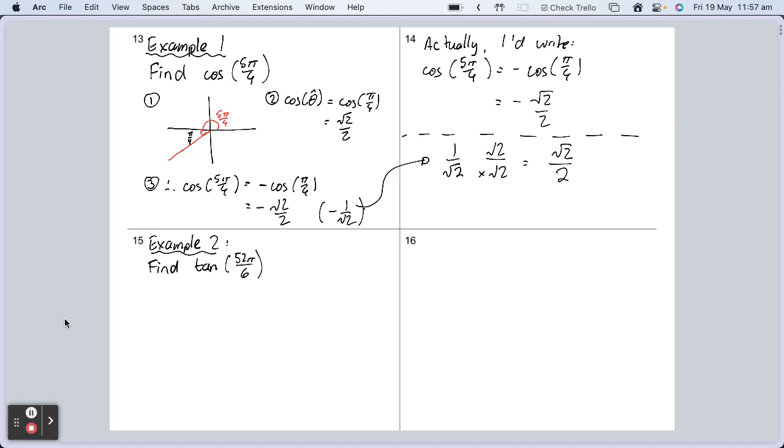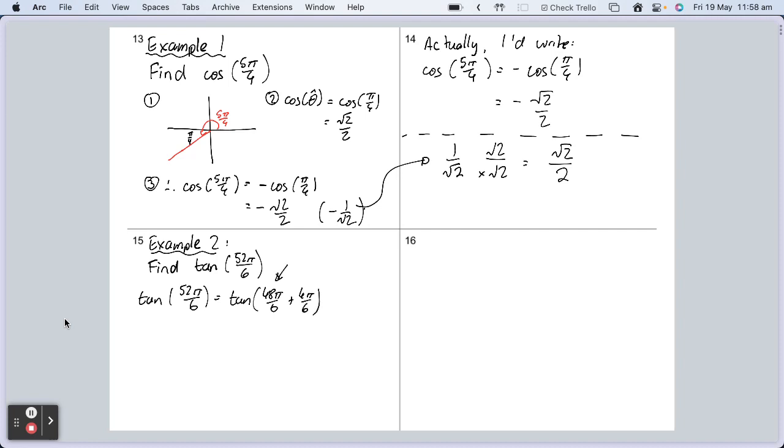I know you guys know that. I was fishing for an answer. So what I do is I basically say how many 12s fit into 52 pi. Yeah, 4. 12 4s are 48. 12 5s are 60, so it's 4 times. So effectively, tan of 52 pi on 6 is equal to the tan of 48 pi on 6 plus 4 pi on 6. So I've just split it up.